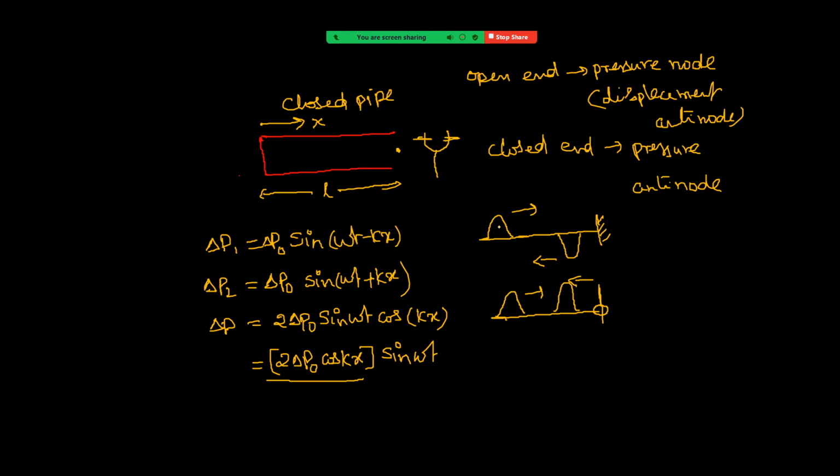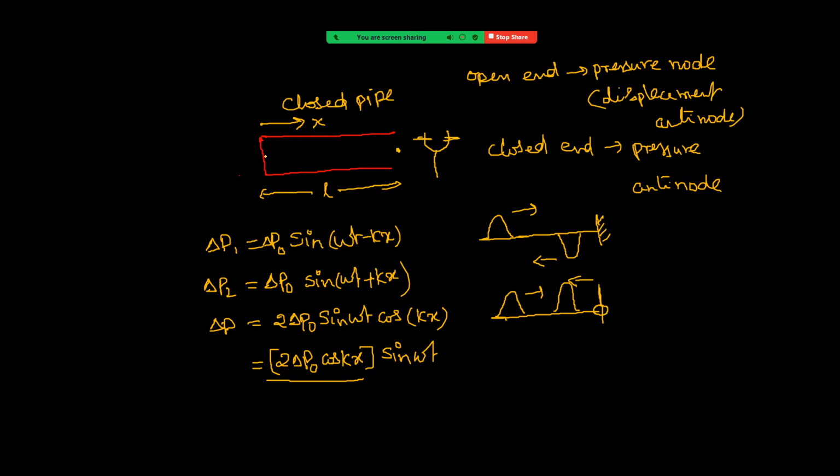A pulse reflected from a fixed end has a phase change of pi, meaning the shape is inverted. Exactly the same logic: when sound reflects from the open end, if compression falls, compression reflects as rarefaction, and rarefaction reflects as compression. There is a phase change of pi.